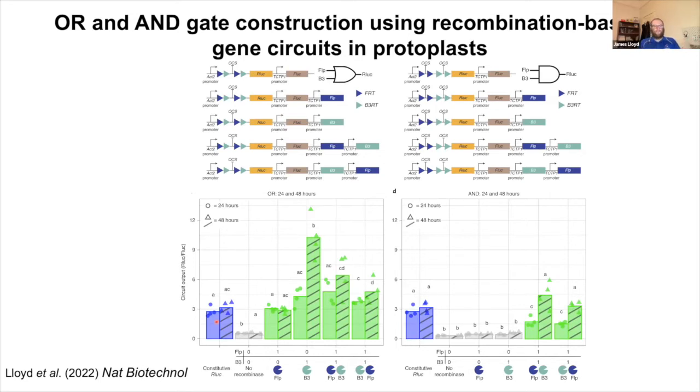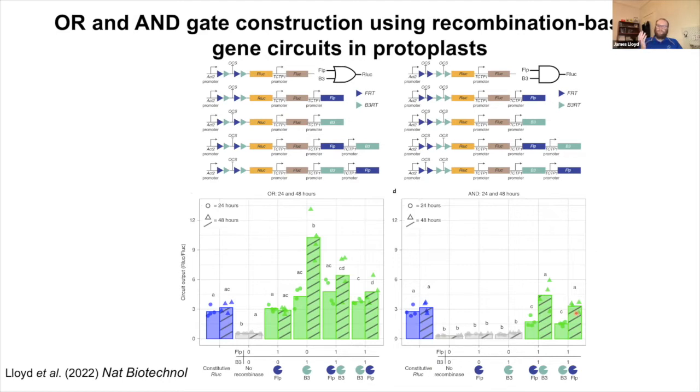Then we tried the AND gate, and the AND gate works where we have 2 copies of the OCS terminator, each one cut out by a different recombinase. So now we need both recombinases to be expressed in order to activate Renilla. You can see here that when we have the 0 input state or the 1 input states, we have no expression or very low expression of Renilla luciferase. But if we express both of the recombinases, suddenly we get very high levels of Renilla. After 24 hours, it's still lower than our control, but by 48 hours, it's at comparable levels, which is interesting.